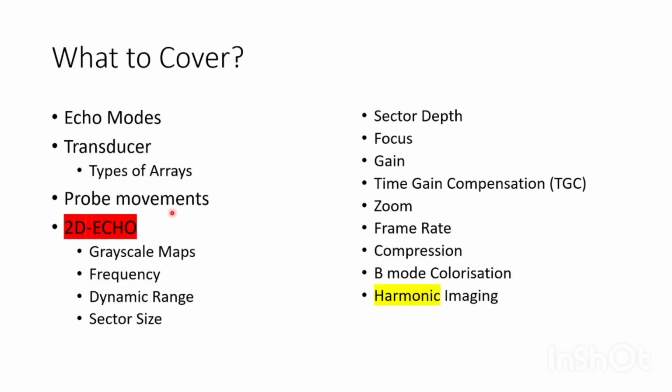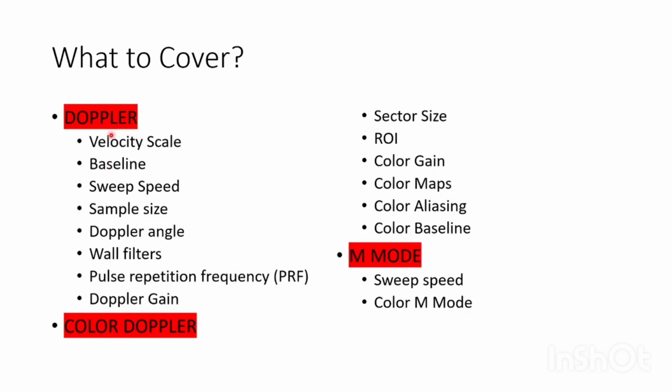In this lecture, we'll cover the various echo modes, the transducer and how it works, the various types of arrays used in a transducer, and the probe movements. Then we'll look at how to optimize the echo in each and every mode. Like 2D echo, there are functions which you can optimize. In Doppler, various parameters can be optimized to get the best Doppler signal. Color Doppler also has various parameters so that you can get the best color image, and M mode also has various optimization techniques.